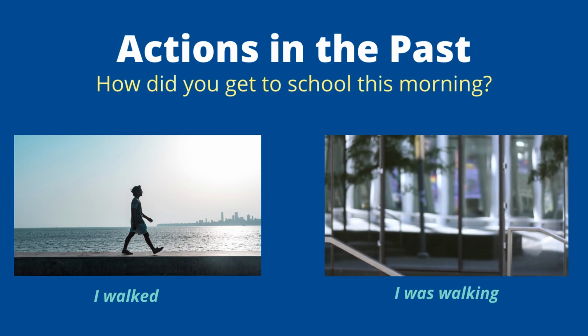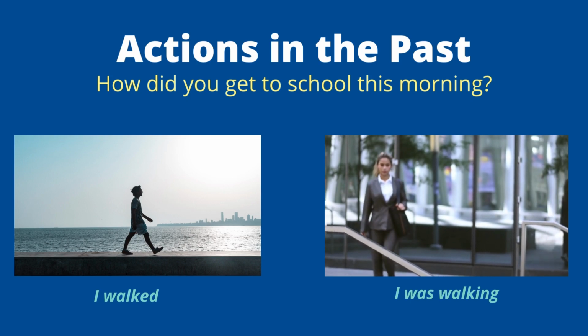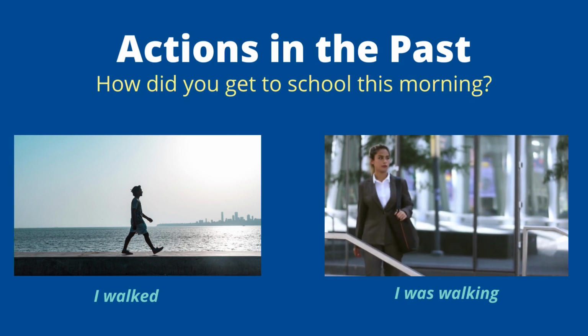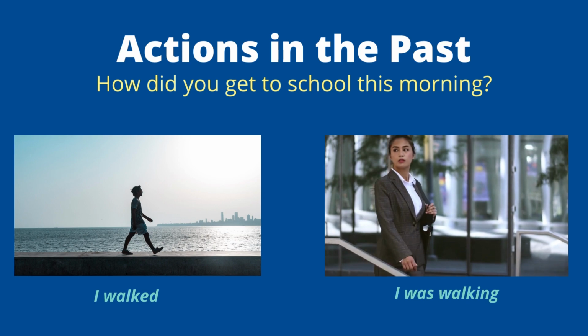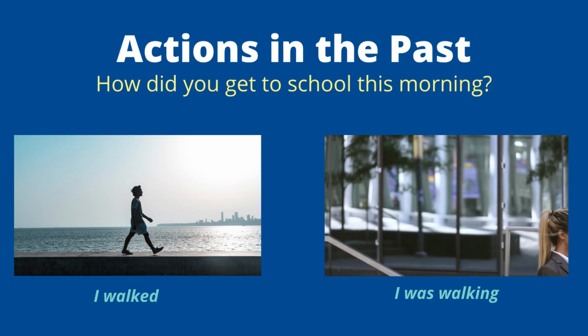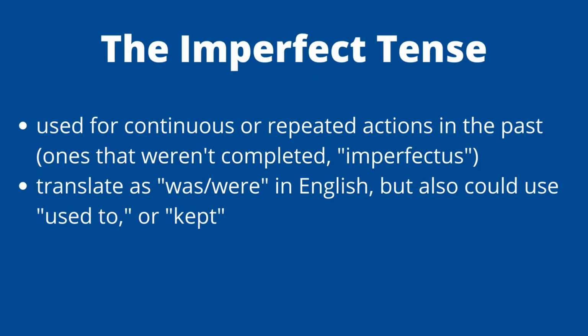This is a key difference about actions in the past. There's really two ways of describing them. You can either do the snapshot version, right? The picture, I walked, or you can do the video version, I was walking. The imperfect tense is really like the video. I was walking to school today. Right? When you say that, you're talking about actions in the past, right, that aren't completed yet. They're continuous or repeated.